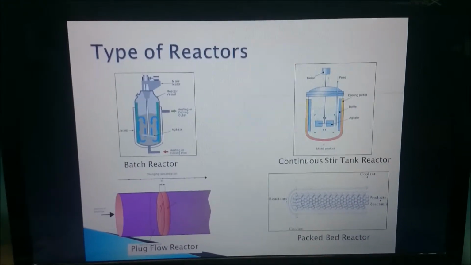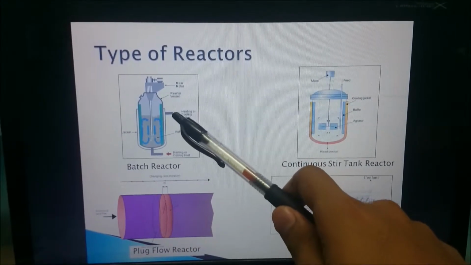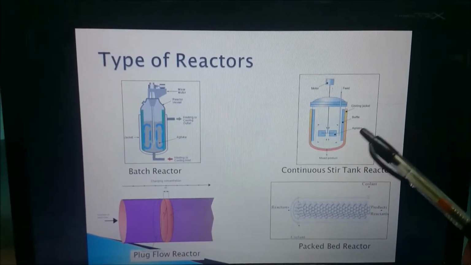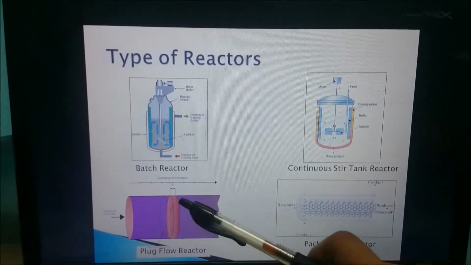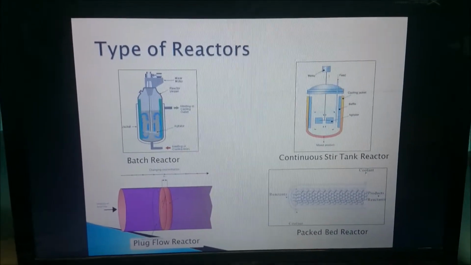Today I'm going to talk to you about types of reactors. These are the 4 types of reactors that we are going to study in kinetic reactor design. The first one is batch reactor. The second one is CSTR or continuous stirred-tank reactor. The third one is PFR or plug flow reactor, and the last one is packed bed reactor or PBR.